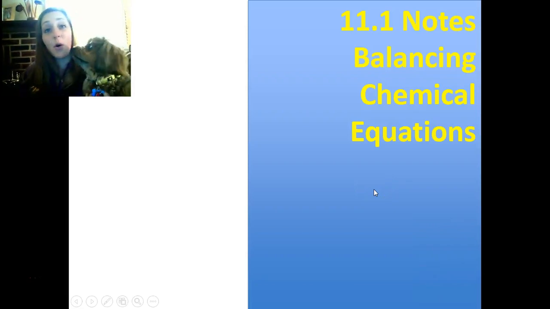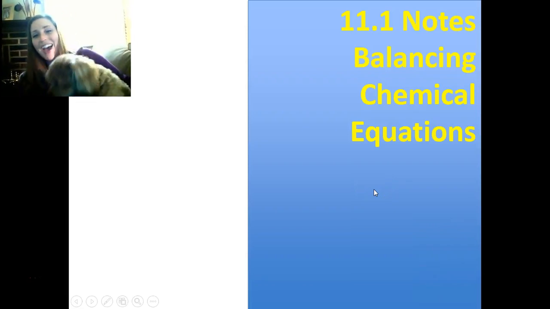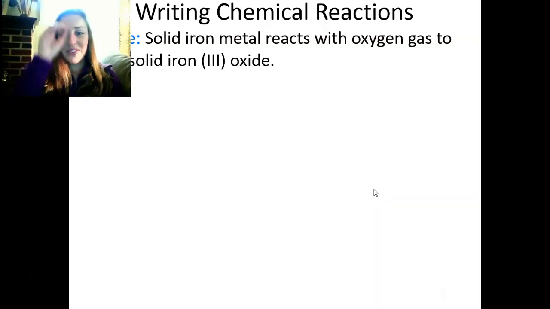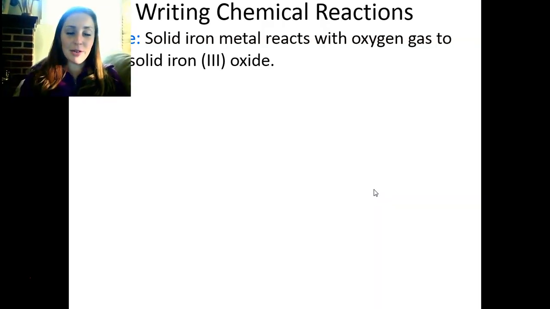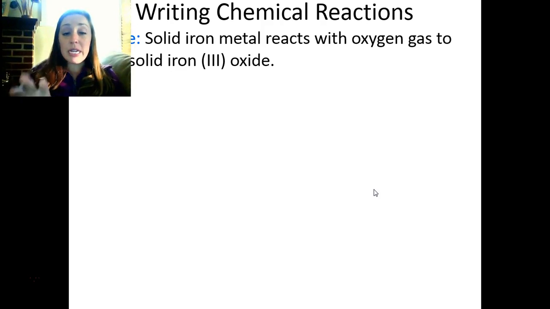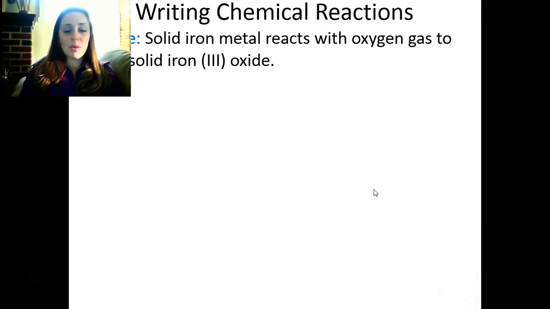Guys! Today we're going to go over balancing chemical equations and how to do that. Alright, the first thing you need to know is how to go from a written equation, so a word equation, to your balanced chemical equation in the end. And the first thing is to read the equation properly. So this equation says solid iron metal reacts with oxygen gas to form solid iron 3 oxide.